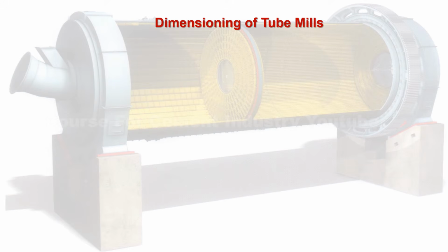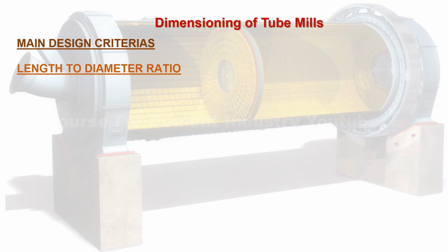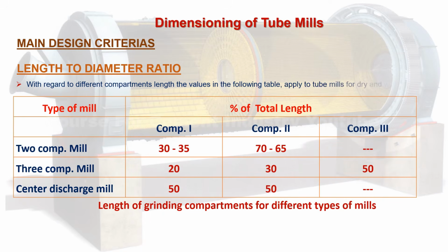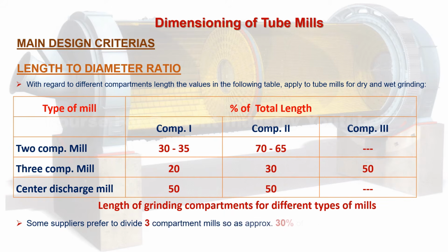In this section it will be explained main design criteria. 4. Length of compartments. With regard to different compartments length, the values in the following table apply to tube mills for dry and wet grinding. Some suppliers prefer to divide into 3 compartment mills, for example approximately 30% of total length for the first compartment and 20% for the second.